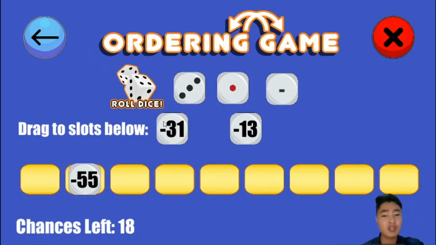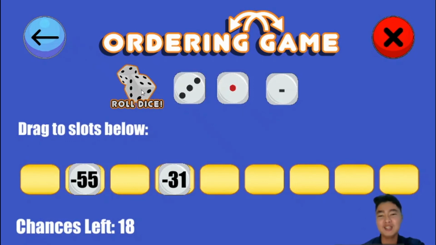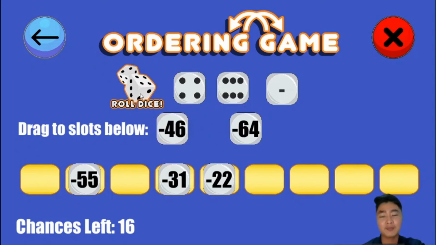It's negative 31 and negative 13. If I select negative 31, I can place it on the right side of negative 55 since this is higher than negative 55. So let me try and place it around here. Okay, one more. Negative 22. Again, negative 22 is greater than negative 31, so we have to place this on the right part of negative 31. So I'll place it on the right side of negative 31 and roll again.